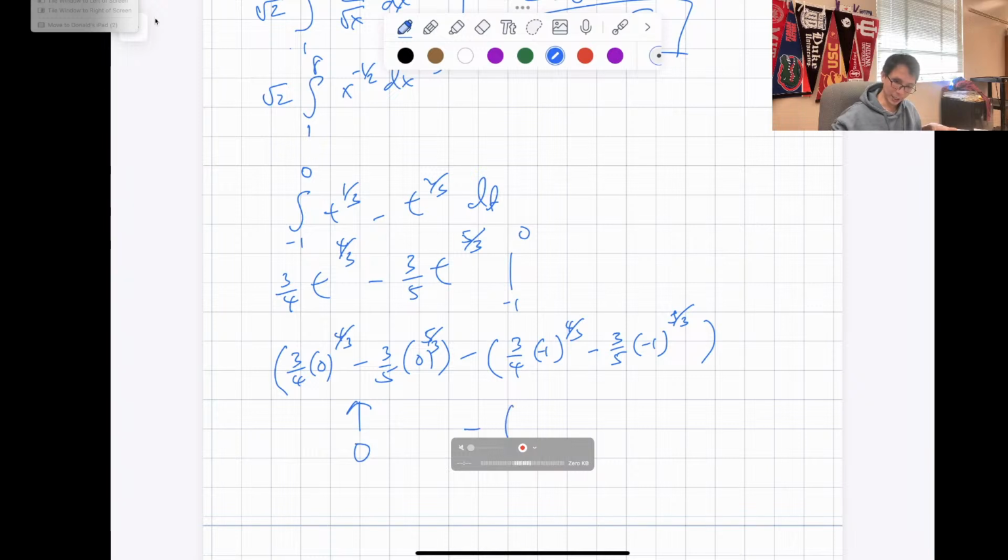And this one's going to be negative. This will be 3 over 4 minus, this one's negative, so negative 1 to the 4/3 power. That means the cube root is going to be negative 1, and to the 4th power is positive 1. So that is going to be 3/4. Minus negative 1 to the 5/3. Negative 1 to the 3rd root is negative, and to the 5th power is going to be negative still. So it's going to be negative times negative is positive. So it's times 3 over 5.